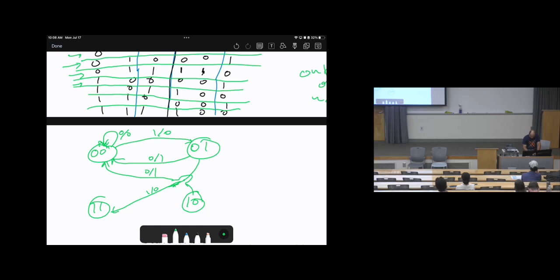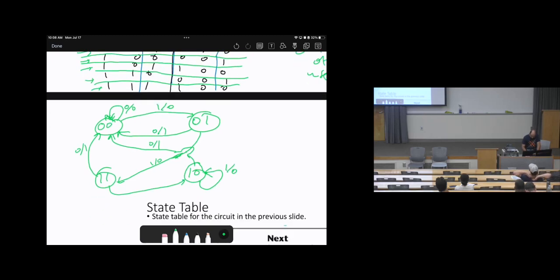Then the second part: if the input is 1, it will go to 10, which is remaining, and the output is 0. Now 11, look at 11. If the input is 0, it will go to 00, and the output is 1. Here at 11, if the input is 1, it will go to 10, while the output is 0. Okay? Does this make sense?